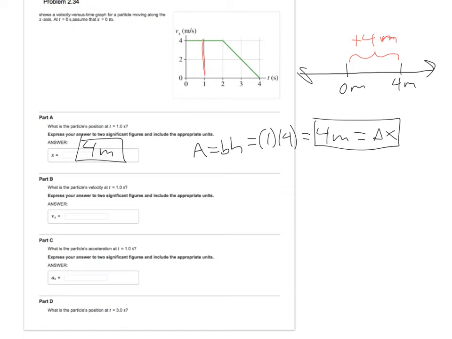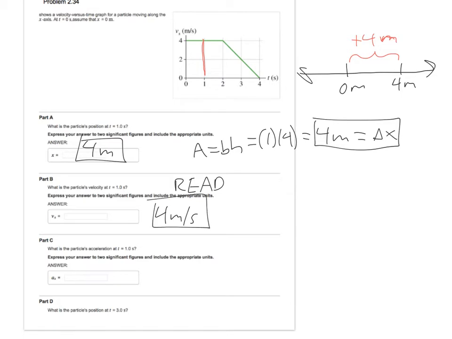What is the particle's velocity at 1 second? Well, we're looking at our graph. We're now going to read our graph, right? For the first one, we found the area. Now we're going to read it. And so we see here at 1 second, we have a velocity of 4 meters per second, which is just a coincidence. That's the same as our first answer.